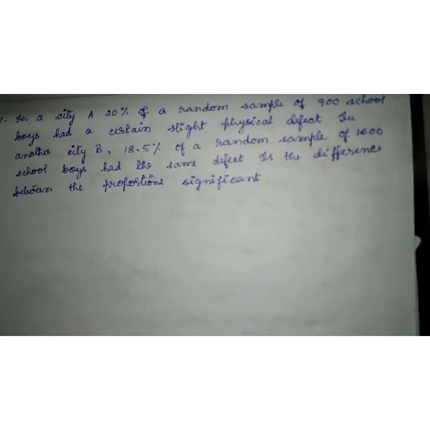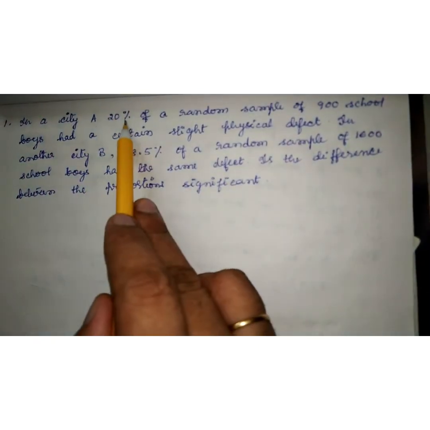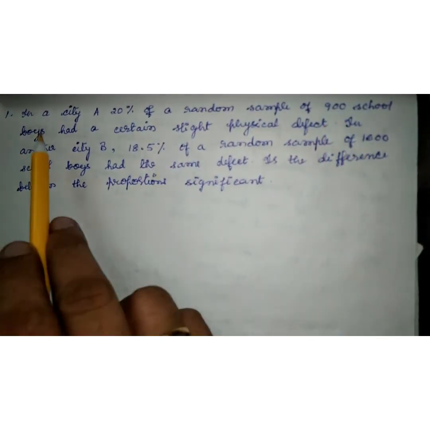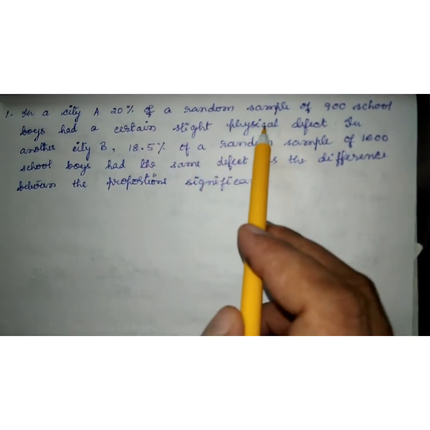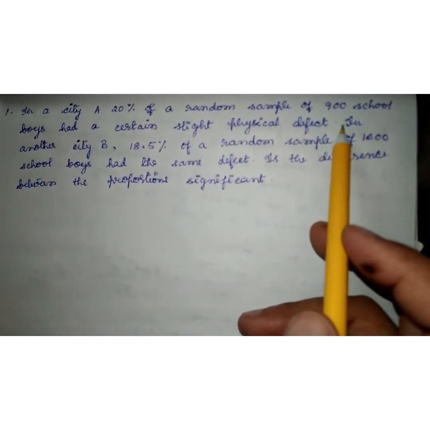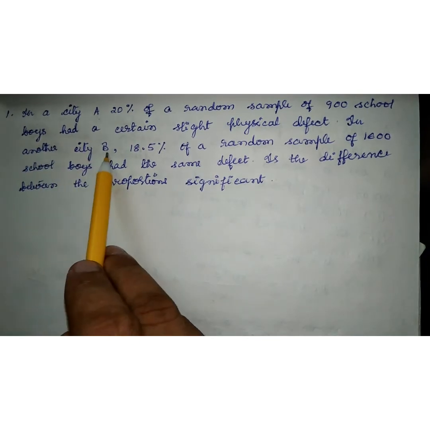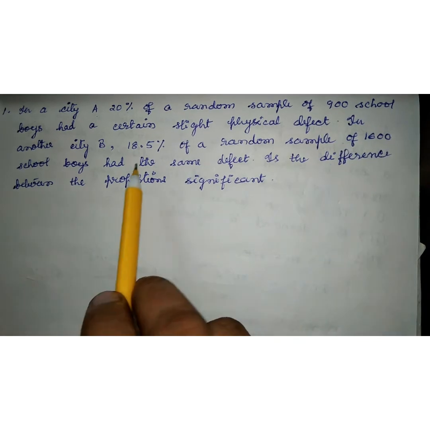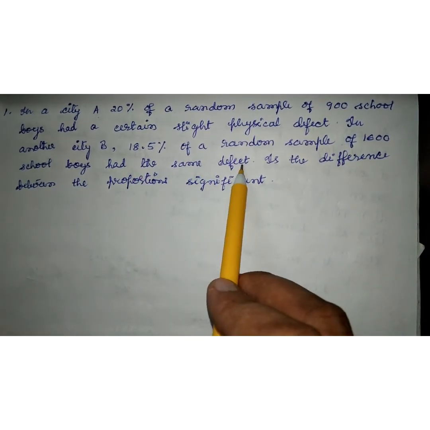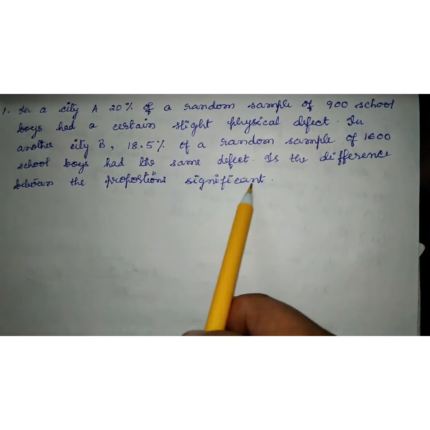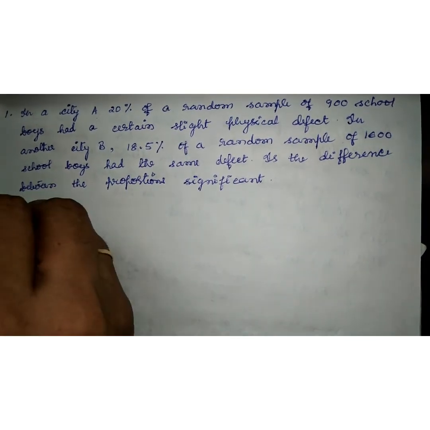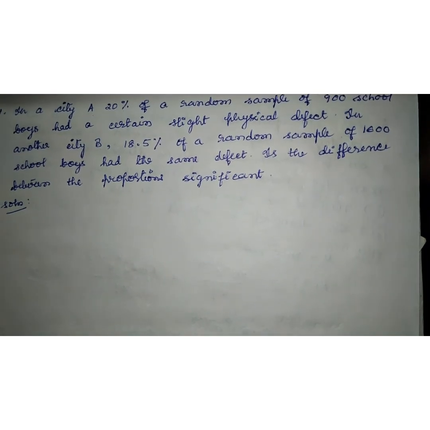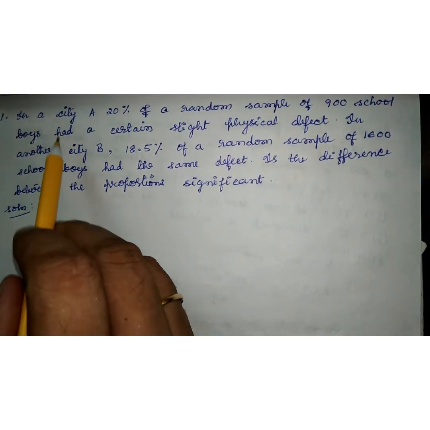Here we have a problem. In a city A, 20% of a random sample of 900 schoolboys had a certain slight physical defect. In another city B, 18.5% of a random sample of 1600 schoolboys had the same defect. Is the difference between the populations significant? So here you should check whether the difference is significant.